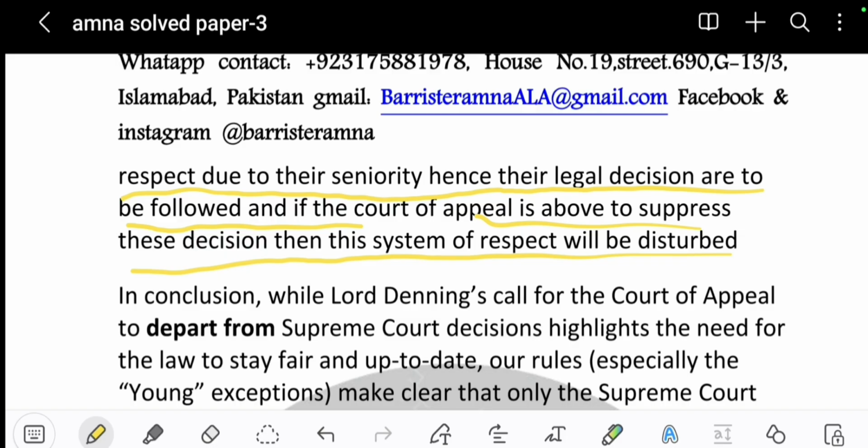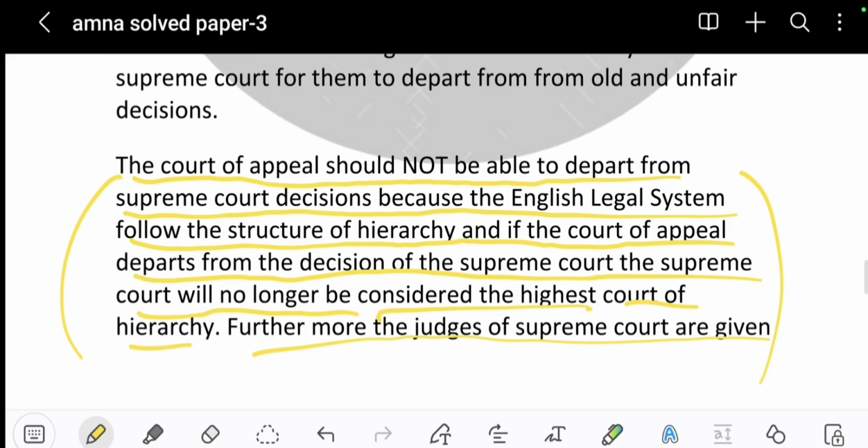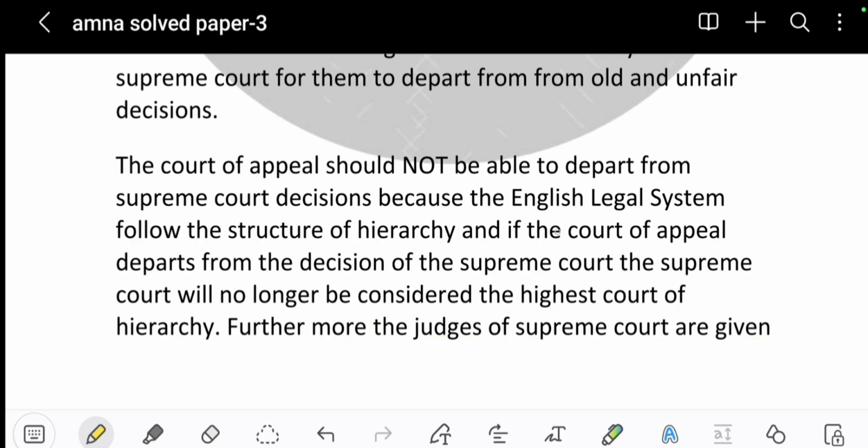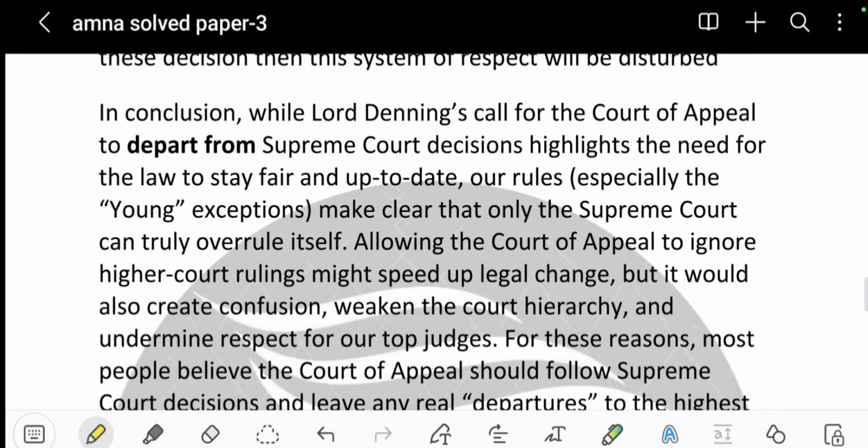So basically in this whole paragraph, the respect of the Supreme Court is discussed, that the Supreme Court is the highest authority and contains the system of hierarchy. So basically this whole system comes from the English legal system. So if the Court of Appeal does not obey the Supreme Court's decision and overrules or suppresses them, then ultimately the respect of the Supreme Court and the seniority of its judges will be decreased, and it will disturb the whole legal system in the UK. Now I'm going to discuss the conclusion.